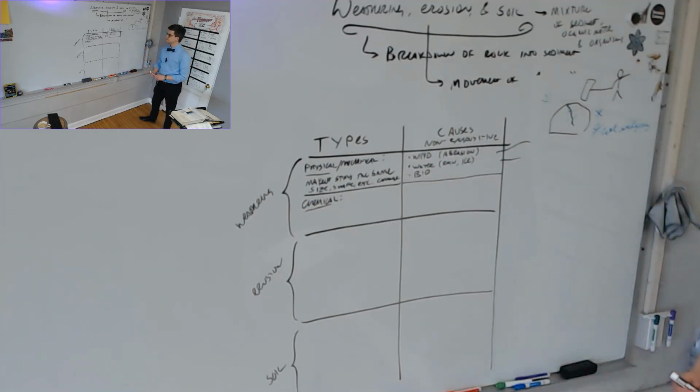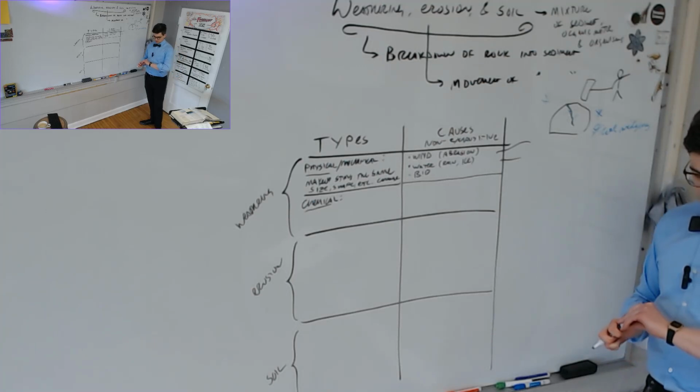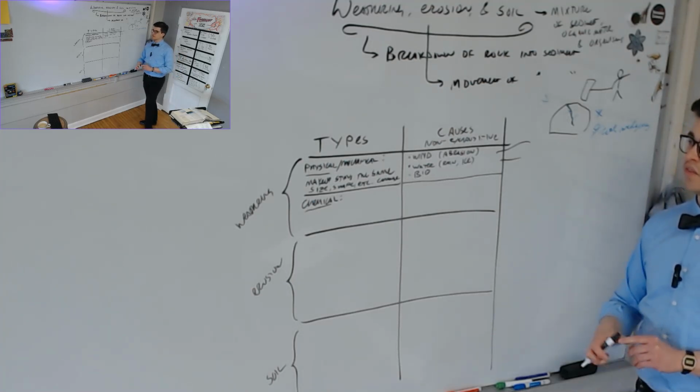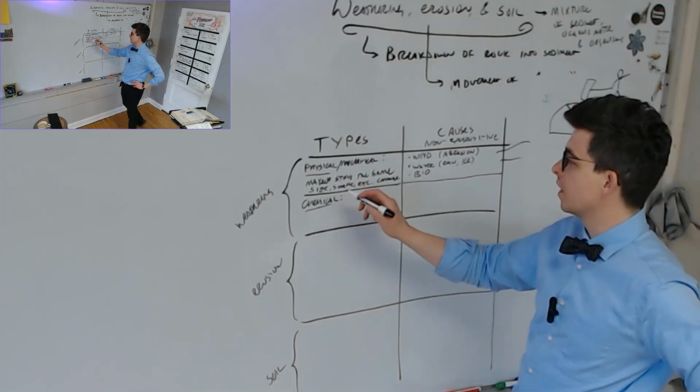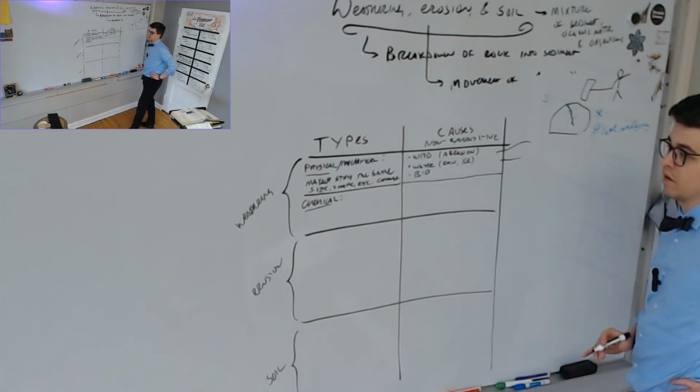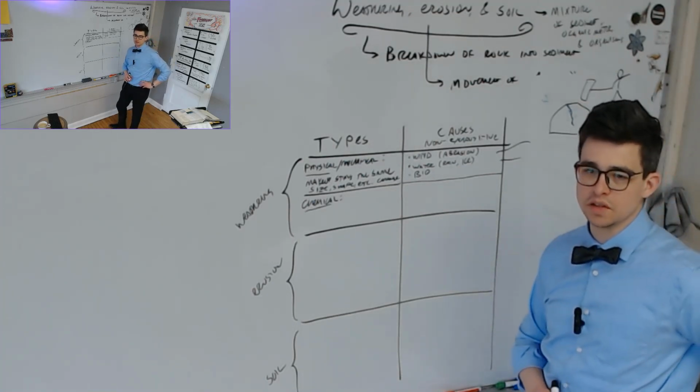Let's talk about chemical weathering. Chemical weathering is another type of weathering. If we define physical or mechanical weathering as that breakdown in which the makeup stays the same, how could we define chemical weathering, do you reckon?